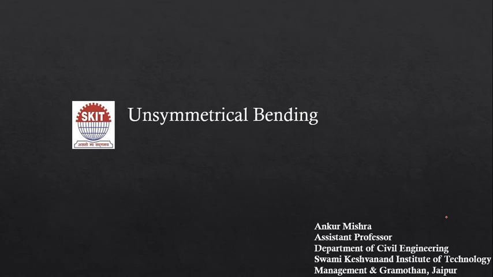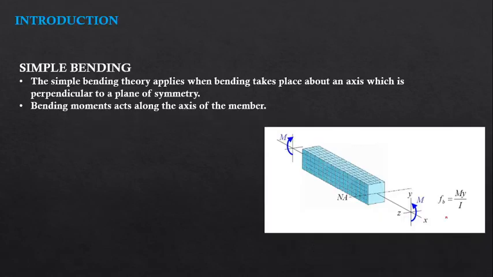Today's topic is unsymmetrical bending. First, simple bending or symmetrical bending. As we know, when an object is placed on a plane surface, or I would say in the XY plane, the load acts in the direction of its vertical axis, or symmetrical axis. So obviously the bending occurs in the plane of symmetry. In this case, the bending is called simple bending or symmetrical bending.